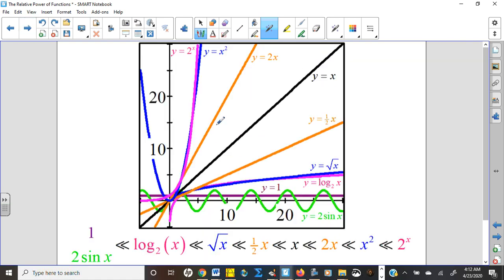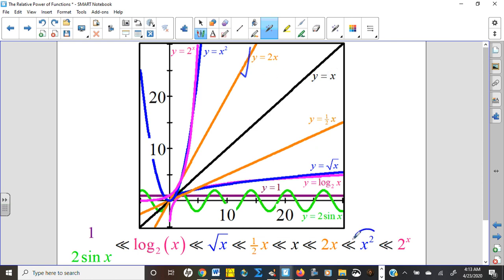So the first chart that you see has a bunch of selected values. I didn't do every single function that's listed above, but I did a bunch of them. And you can see that steady y equals x right in the dead center, and then everything is relative to that. Here I did a line that had a slope that was less than 1. Here I did a line with a slope that was greater than 1, and you can see how the lines will either grow faster or slower.